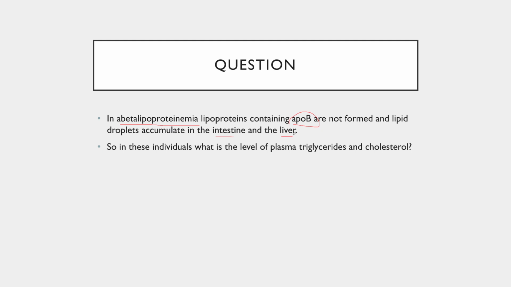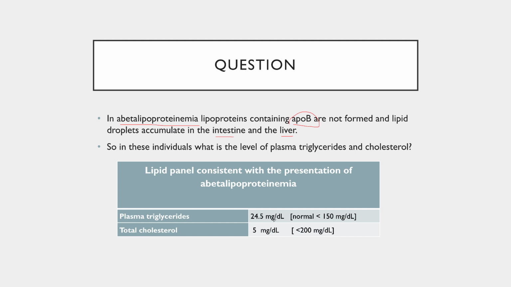And so in these individuals, what is the level of plasma triglyceride and cholesterol? As we talk about cholesterol and lipid transport, it's important to keep things clear, and that is the tissue concentration of lipids and the circulating concentration. In this case, the lack of ApoB proteins results in a lack of production of chylomicrons and VLDLs for lipid transport, and therefore, the triacylglycerides are now retained in the tissues. This results in very low levels of plasma triglycerides in blood and also very low levels of total cholesterol.